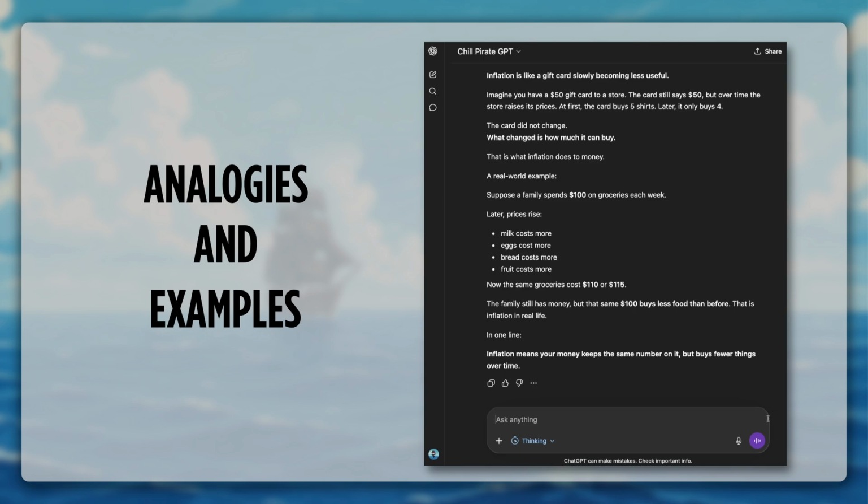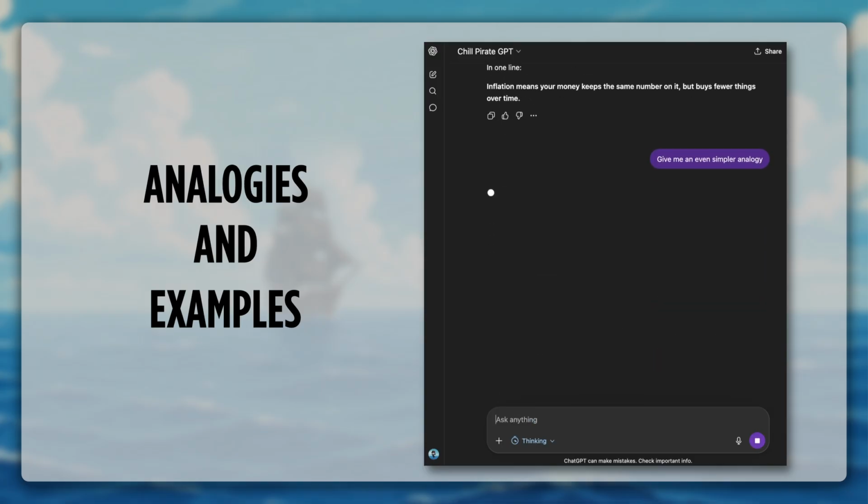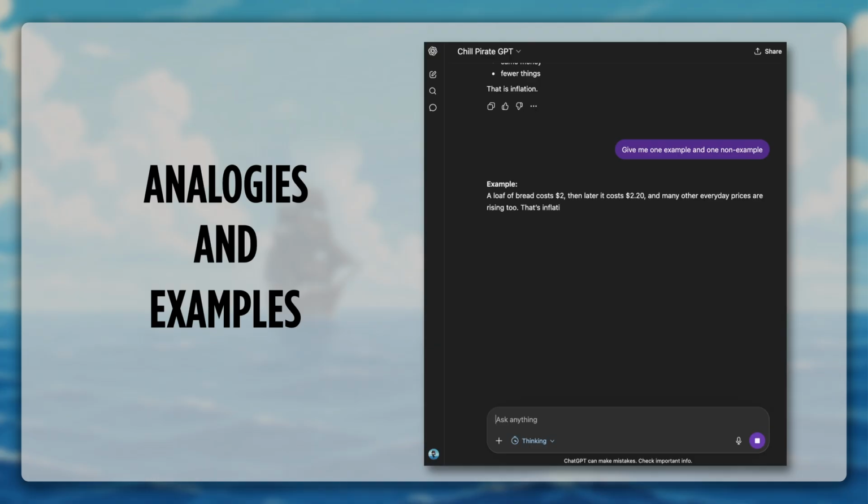One thing to note though, analogies are helpful, but they're not perfect. They're a bridge. They help make the idea more understandable, but they don't capture every detail. And of course, you can ask follow-ups like, give me an even simpler analogy, or give me one example and one non-example.